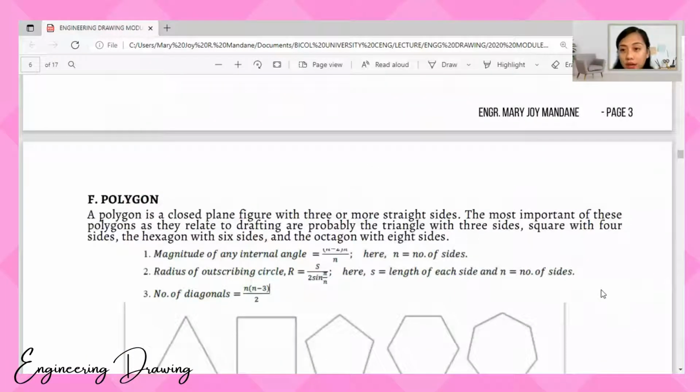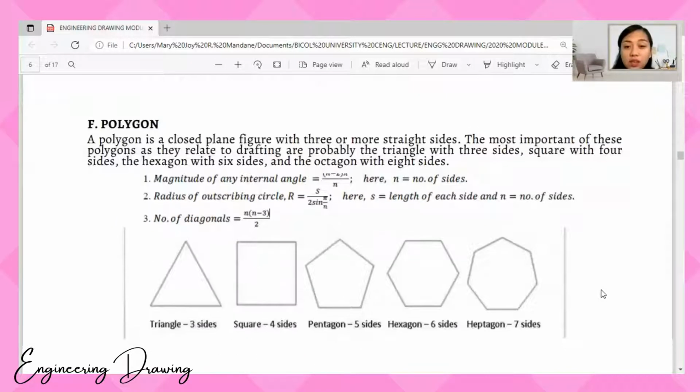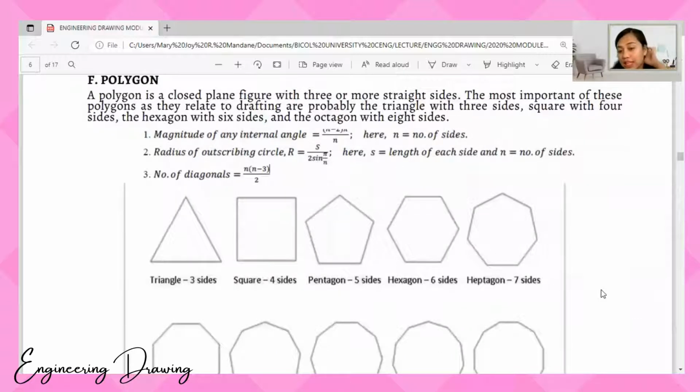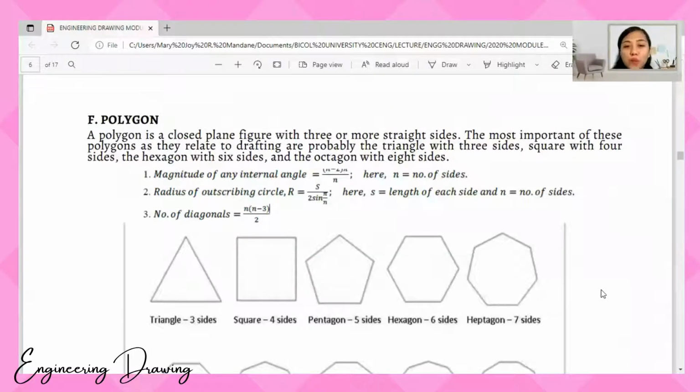Okay, we have also polygon. Polygon is a closed plane figure with 3 or more straight sides. The most important of these polygons, as they relate to drafting, are probably the triangle with 3 sides, square with 4 sides, the hexagon with 6 sides, and the octagon with 8 sides. So, as you can see in our figure, we have also computation here. It's the magnitude of any internal angle: (n minus 2) times pi over n. Here n is the number of sides.